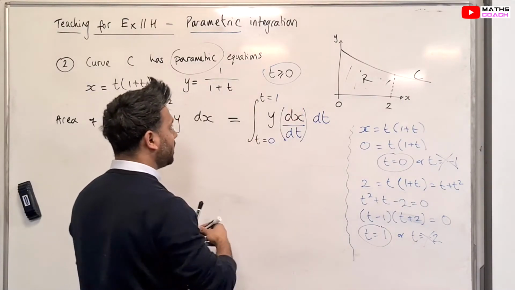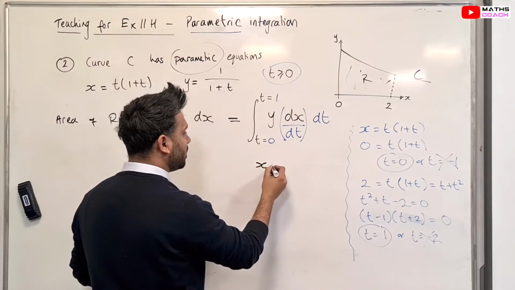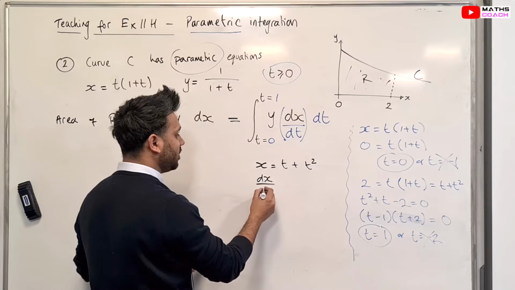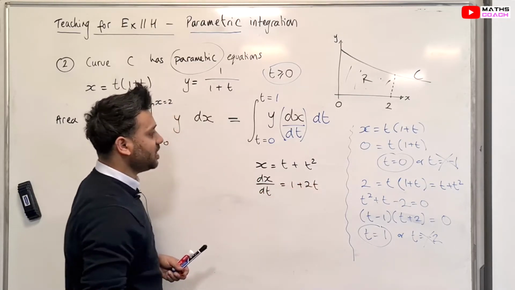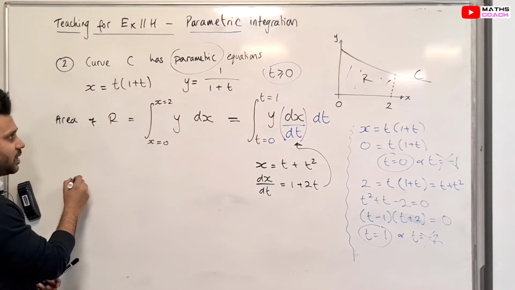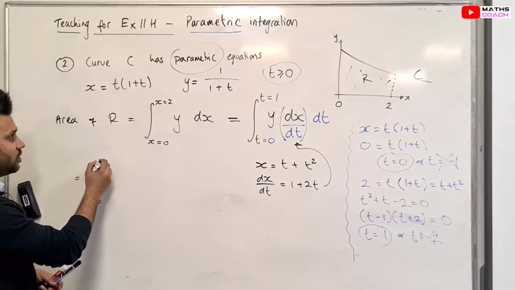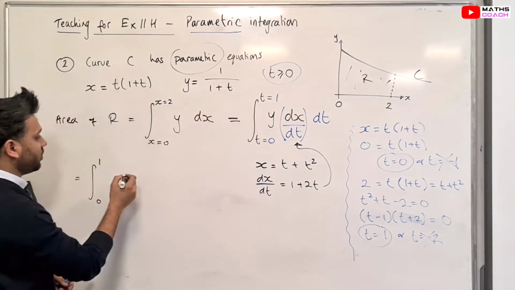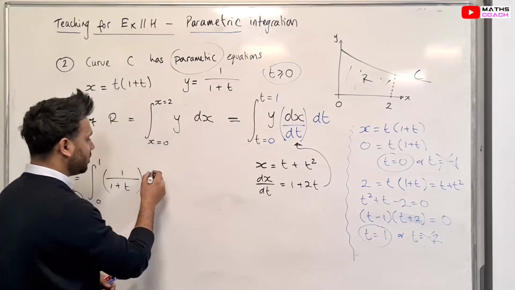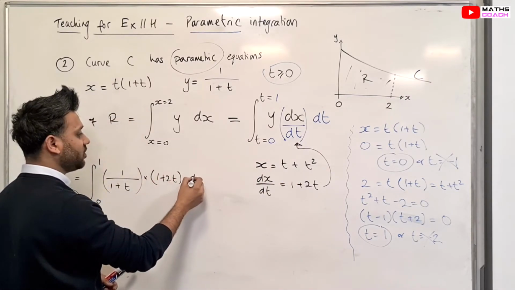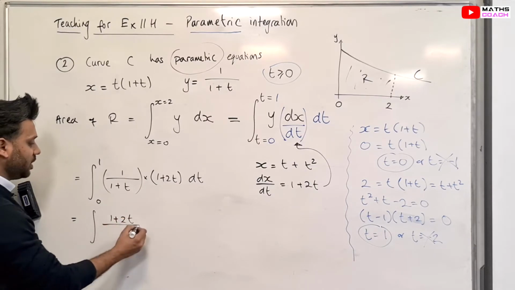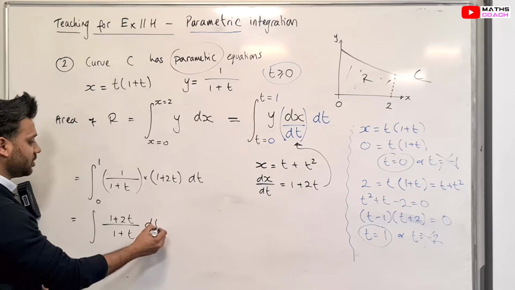Right, so now let's work out what dx/dt needs to be. We know that x equals, if we expand the bracket, t plus t squared. Therefore, dx by dt is equal to 1 plus 2t. And this is what we use to substitute into our dx/dt. So therefore, the area we need to work out is the integration for t equals 0 to t equals 1. The y we substitute with 1 over 1 plus t multiplied by dx/dt. That's going to be 1 plus 2t, and we're integrating with respect to t. And just to tidy this up, we have 1 plus 2t on the top, and we have 1 plus t underneath, with respect to t from 0 to 1.